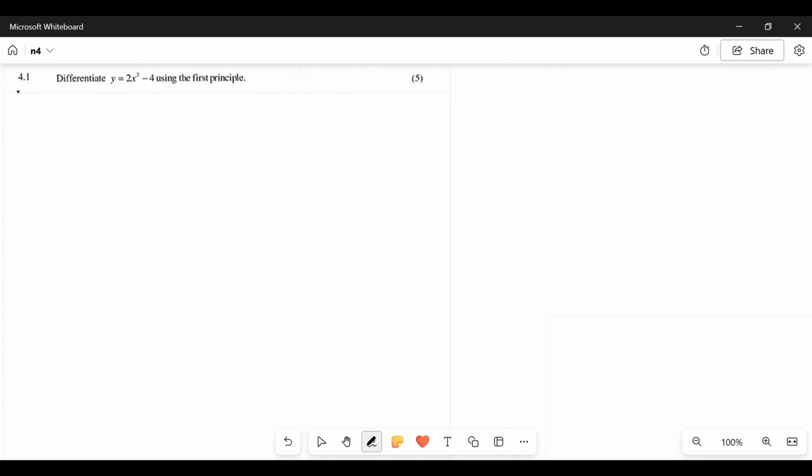Okay, guys, here's our 4.1. In 4.1, they want us to differentiate y equals 2x to the power of 3 minus 4 using the first principle. So we're going to derive using the first principle. Before you do that, you need to know the formula for the first principle. Let me just write the formula very quickly so that we are able to solve this problem.